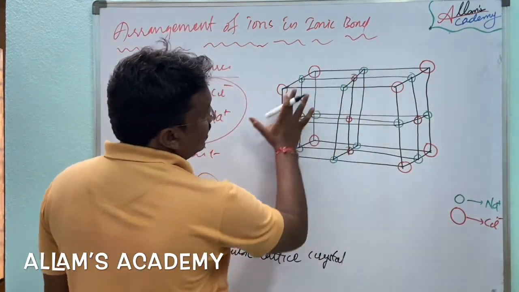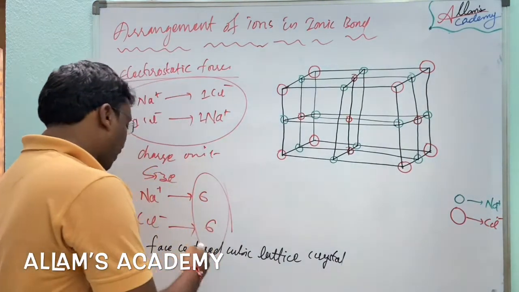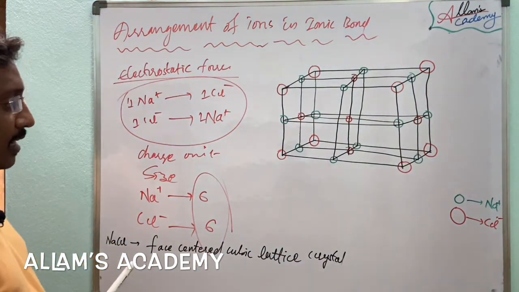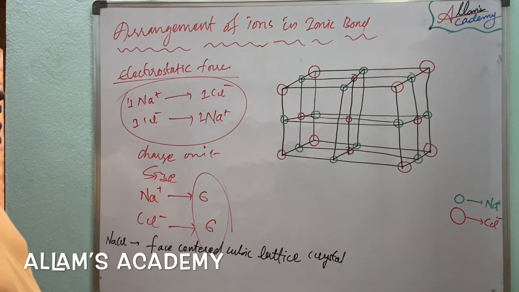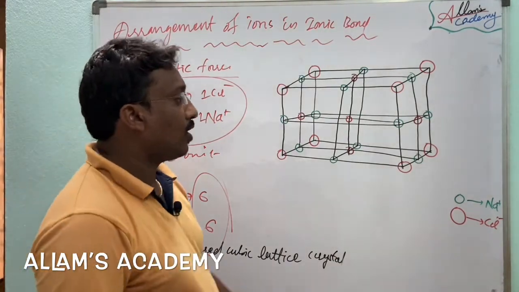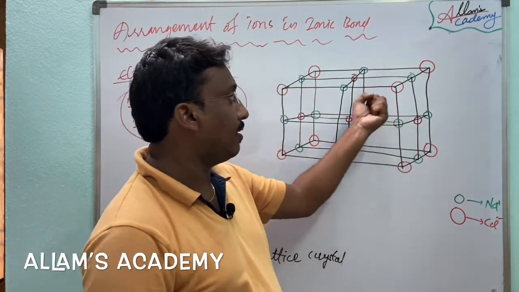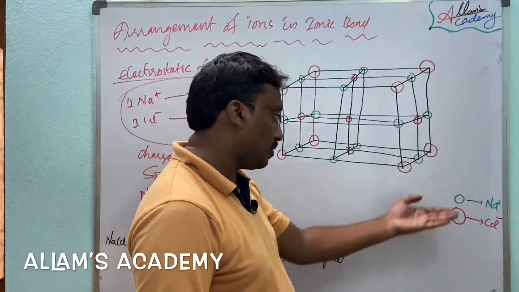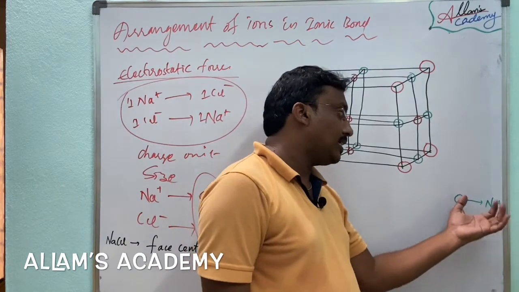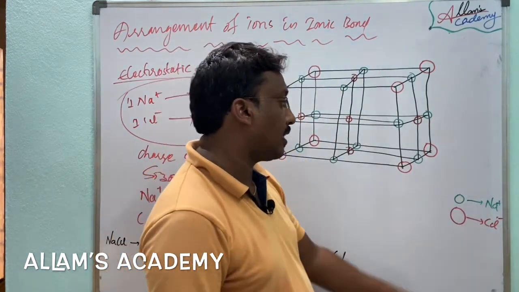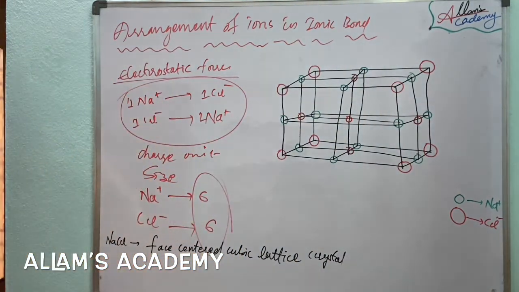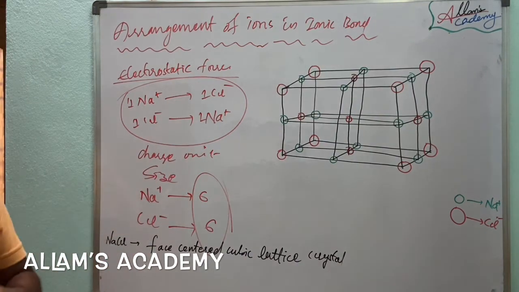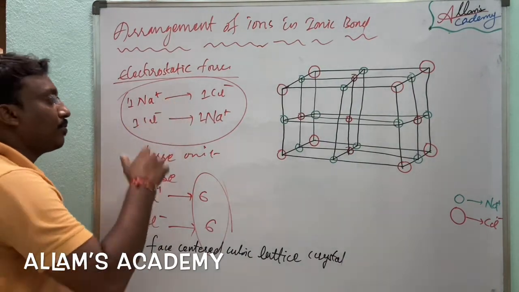This is the structure of the face centered cubic lattice crystal. Here each and every chlorine ion is attracted by 6 sodium ions, and each sodium ion is attracted by 6 chlorine ions. This is the face centered cubic crystalline structure of sodium chloride.